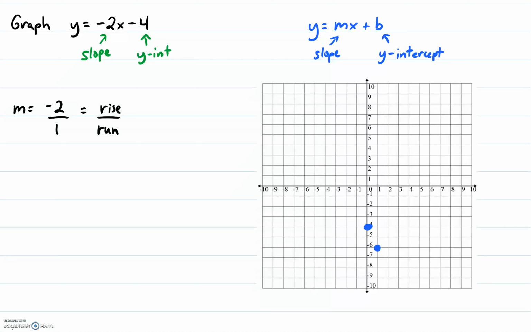So we can go ahead and connect these dots. And there's the graph of the line defined by the equation y equals negative 2x minus 4.